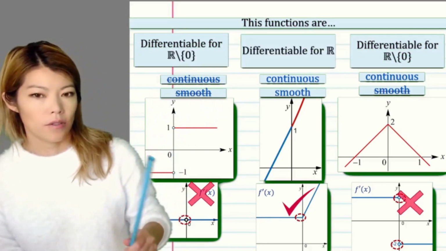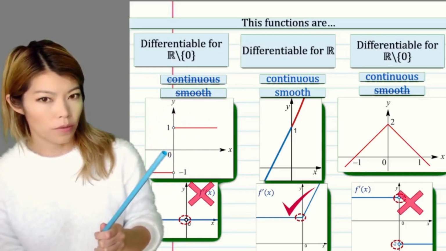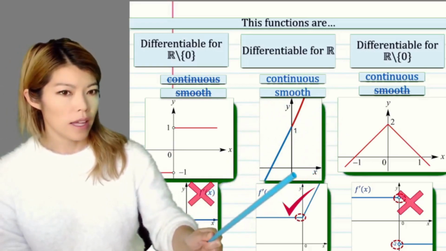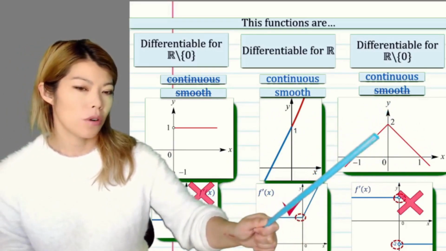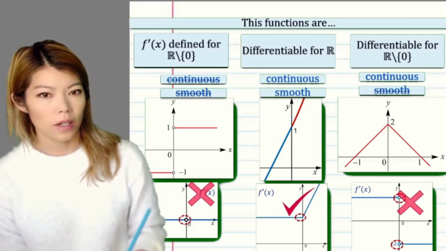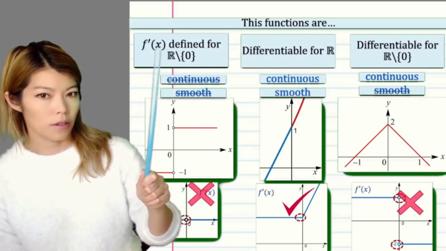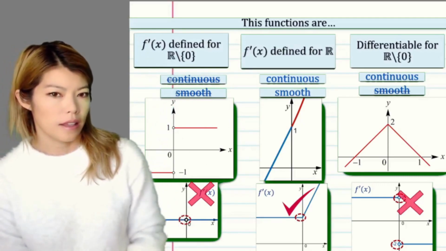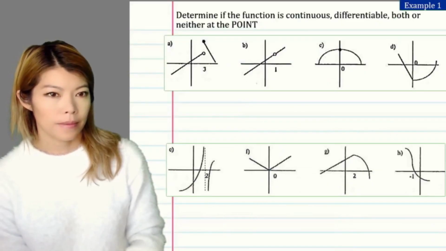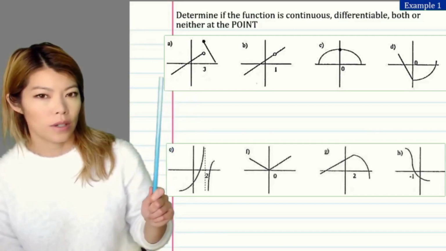So we say that this graph here, not the derivative, the graph here is differentiable for all values except for 0. This one is differentiable for all values, and this one is differentiable for all values except for 0. Or you can write, instead of the word differentiable, f dash x exists or is defined for the domain that we mentioned. Again, this is an example from last year. Let's do a little bit of recall warm-up.